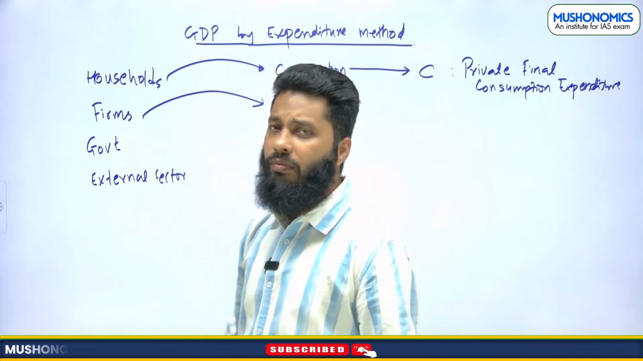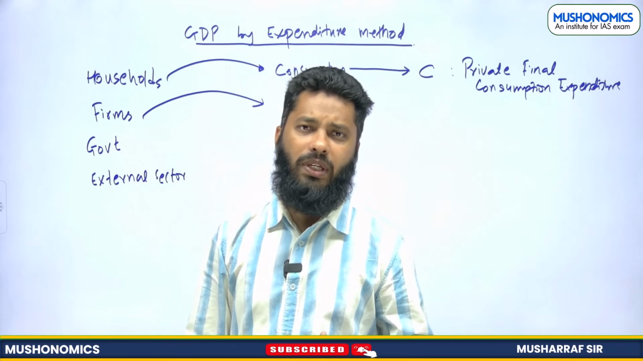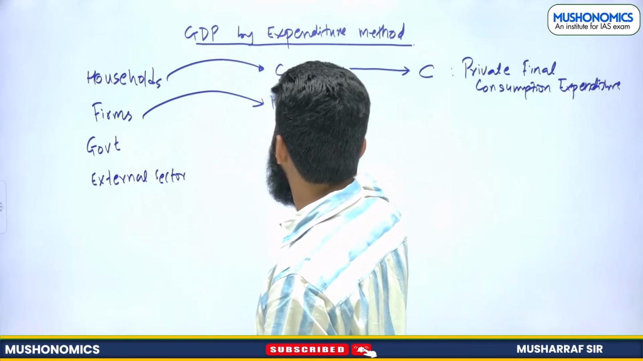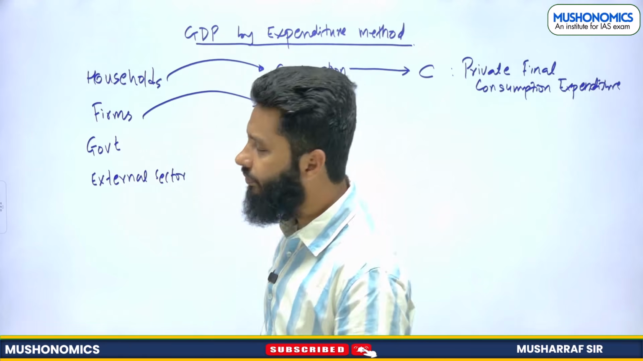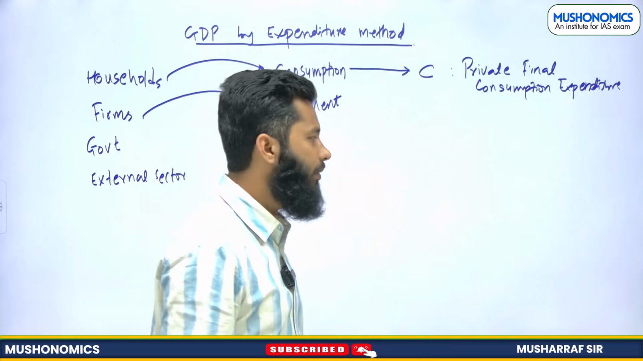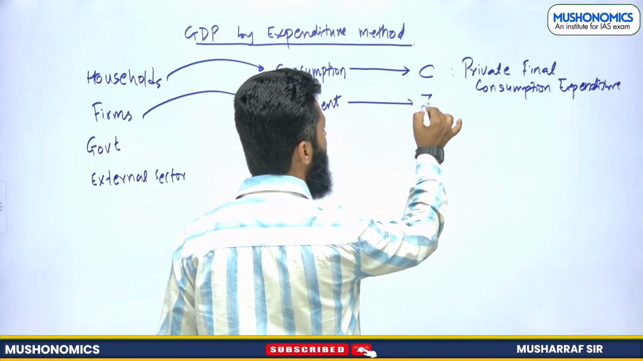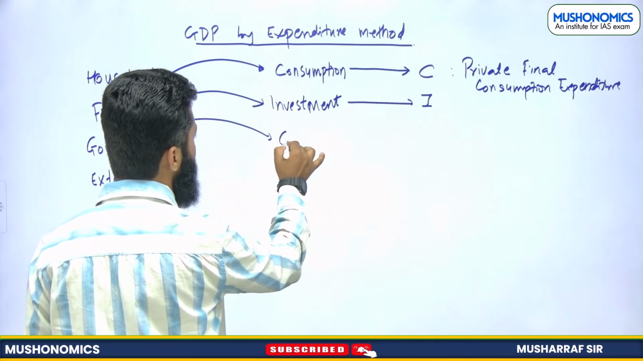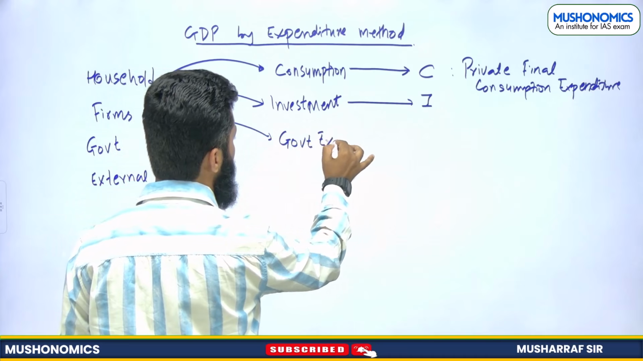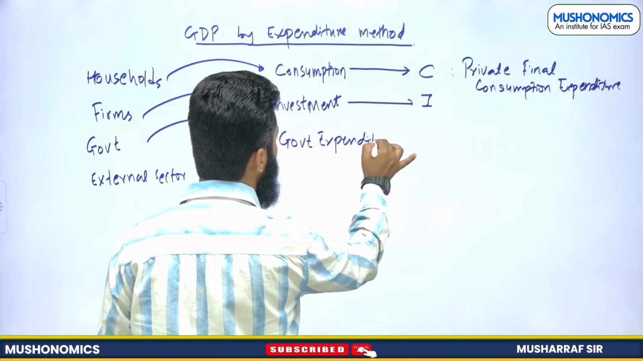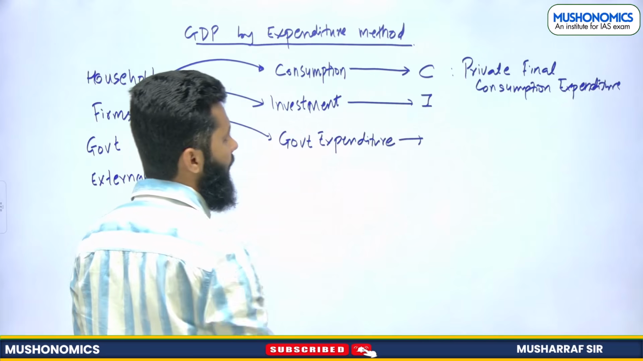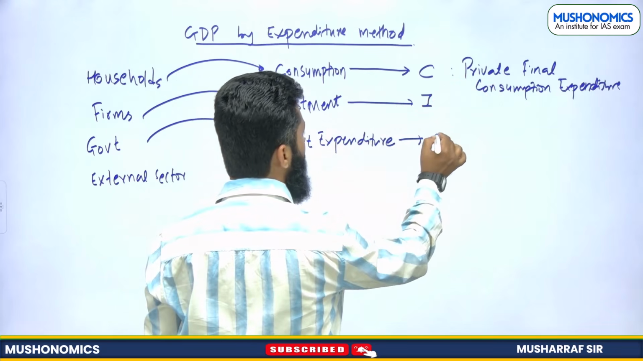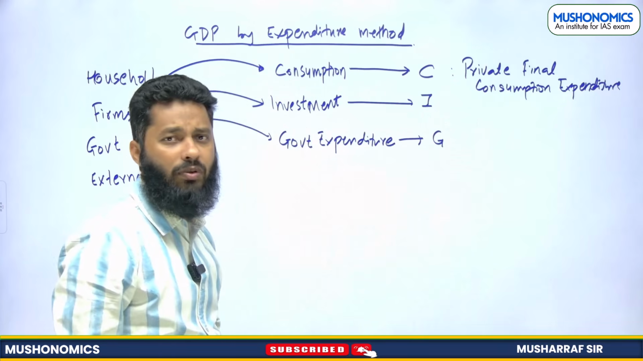Then firms will be doing expenditure on their investment requirement. So they are investing. Investment is the expenditure of the firm, and this is denoted by the letter I. And the government is also doing expenditure. This is known as government expenditure, or you can also call it public expenditure, denoted by the letter G.